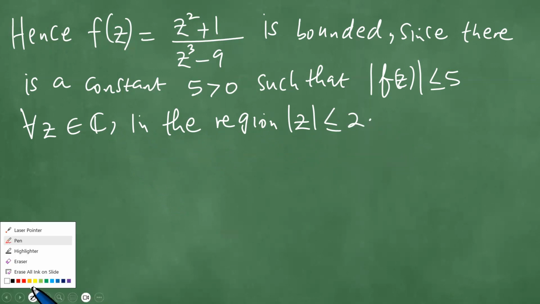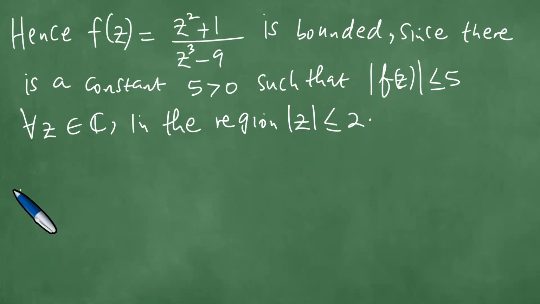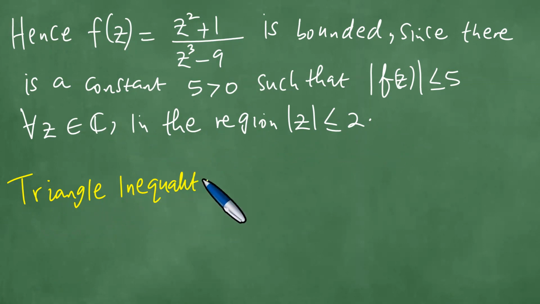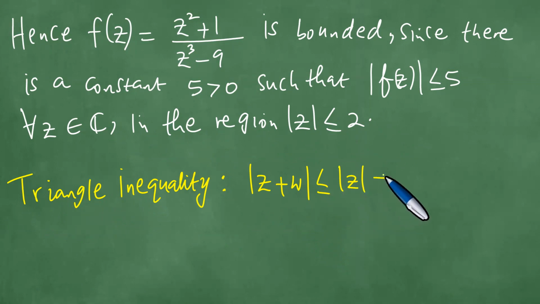So now there are a couple of things that are important when you look at your triangle inequality. What is the triangle inequality? The triangle inequality states that if you have complex numbers z and w, the modulus of z plus w is less or equal to the modulus of z plus the modulus of w. Z and w are elements of the set of complex numbers.